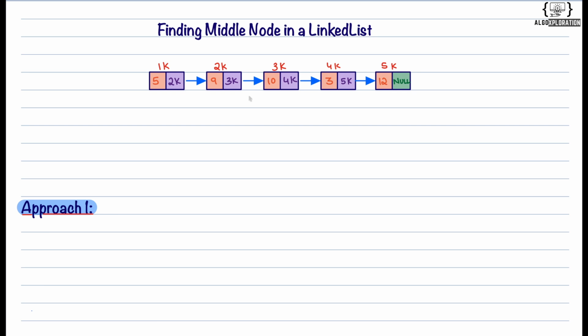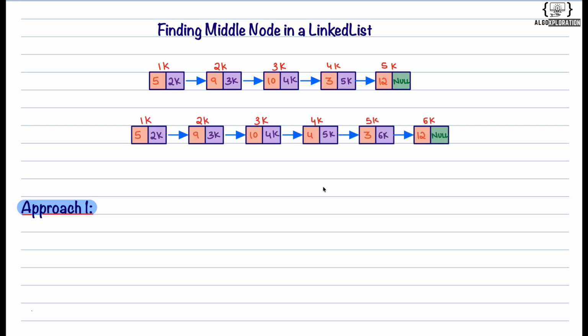But what if the length of the list is even? Here we can say there are 6 nodes. So the middle nodes are 2, which is this. If that's the case, then we need to return the second node of the middle 2 nodes. So this is the question. I hope you got this.